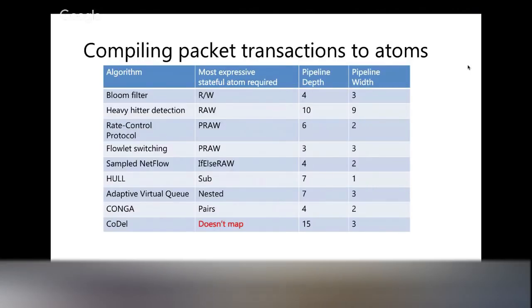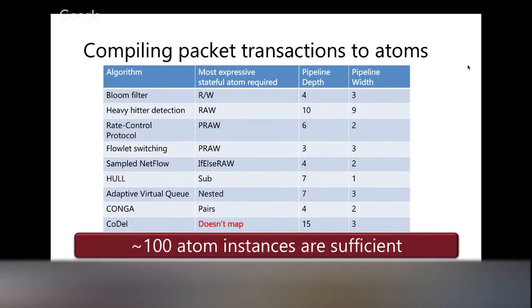How many atom instances did we need? So this is the pipeline depth and width for each of these algorithms. And if you put them together, around 100 atom instances suffice.